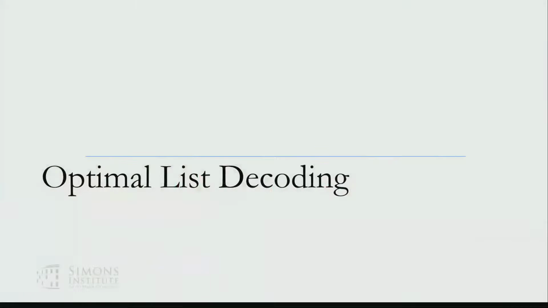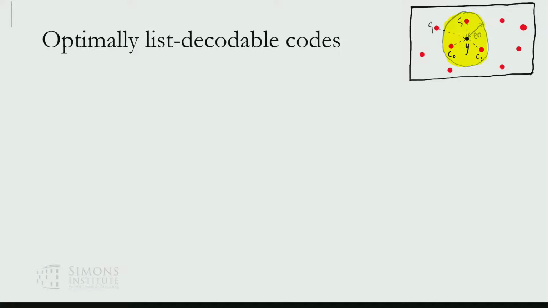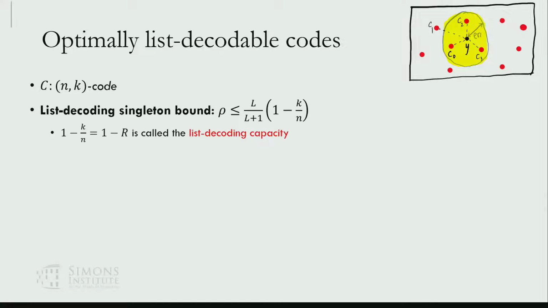Now let's connect it to optimal list decoding. So what is optimal list decoding? I briefly alluded to it in the beginning. You take an (n, k) code. There is this list decoding Singleton bound, which says that rho should be at most L over L plus 1 times 1 minus k over n. This is due to Shangguan and Tamo, and Ronny Roth also had a prior work which alludes to it. But this is the best you can achieve.